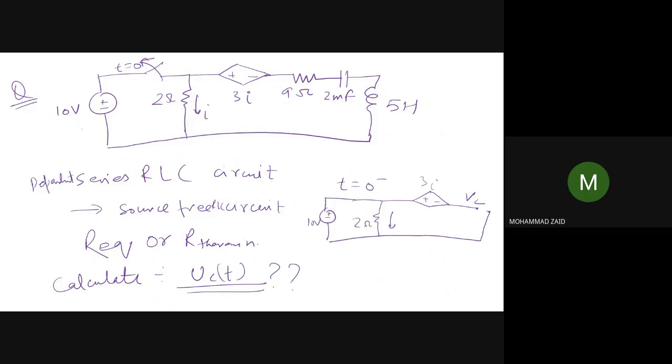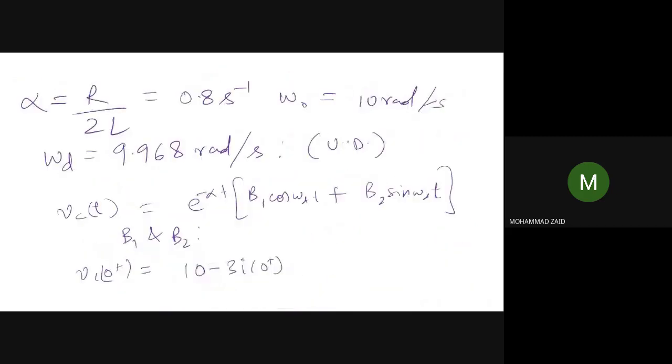So what will be the voltage across the capacitor at these terminals, plus minus Vc? It will be equal to this, 10 minus 3i. The voltage across the capacitor can be written as 10 minus 3i. Since the capacitor voltage cannot change instantaneously, Vc(0+) will be equal to Vc(0-). So first you have to draw this circuit in your copy, and then you will be able to understand it.